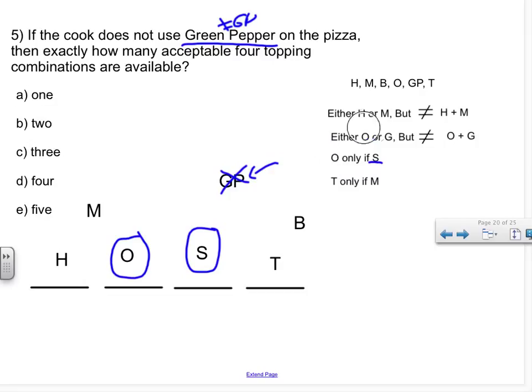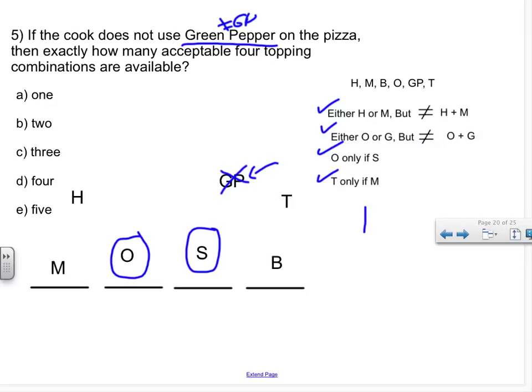So I know that H, O, S, and T work based on the conditions. You have H, O by itself, O and S. Uh-oh, H, O, S, T doesn't work because I need to have M. So it would have to be with B. So this is one possible way. The other way I can do it is with M and B.